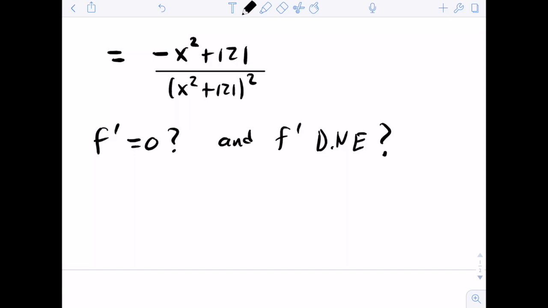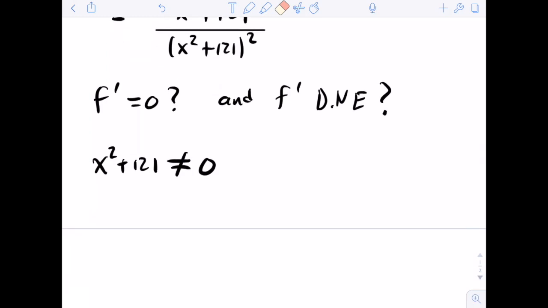But remember from class, in this case you've got x squared plus 121, right? And remember that that can't be 0 because x squared is always bigger than or equal to 0, and 121 is always bigger than 0. So if you add two things, one of which is always bigger than 0 and the other is bigger than or equal to 0, there's no way for you to get 0. So the bottom is never 0, so this tells us that the derivative f prime exists everywhere.